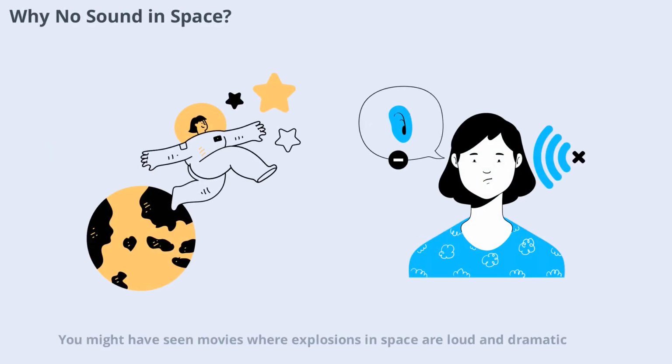You might have seen movies where explosions in space are loud and dramatic. In reality, space is a vacuum, which means there are no particles for sound waves to move through. Without a medium, sound simply can't travel. That's why astronauts use radios to communicate, relying on electromagnetic waves instead of sound waves. So if you were floating in space, you wouldn't hear a thing, no matter how loud the event nearby.